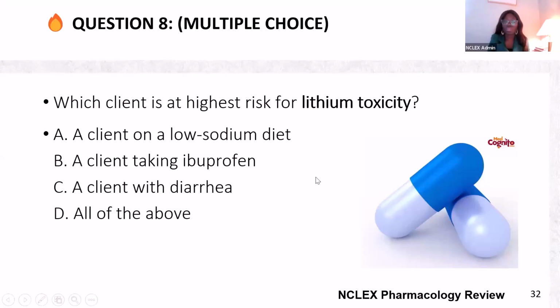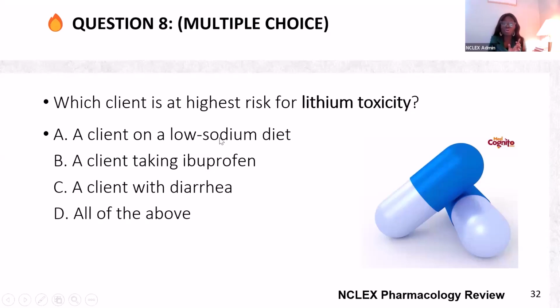Awesome. And then there's a trick here. If you really knew the clients who are at high risk for lithium toxicity, if you knew even 2, when you're answering an MCQ and you realize that, okay, I know that with diarrhea that client will be dehydrated and that client is at risk.